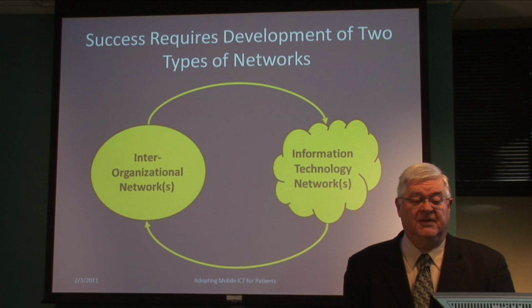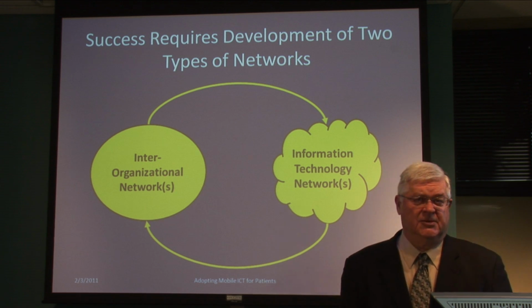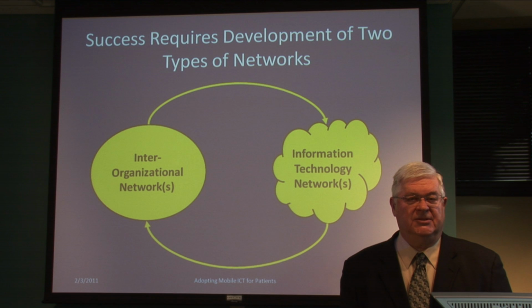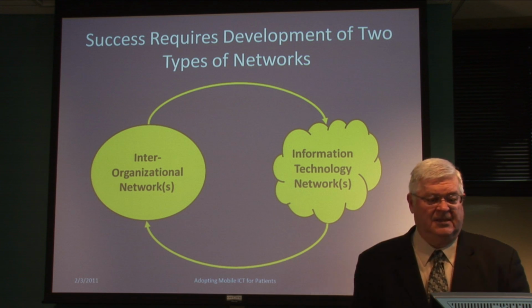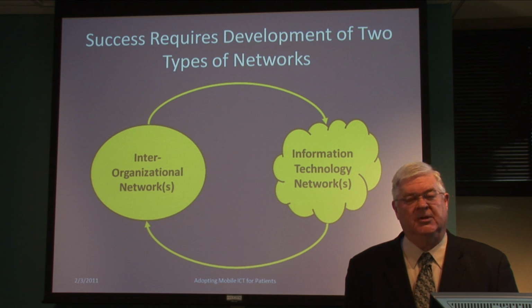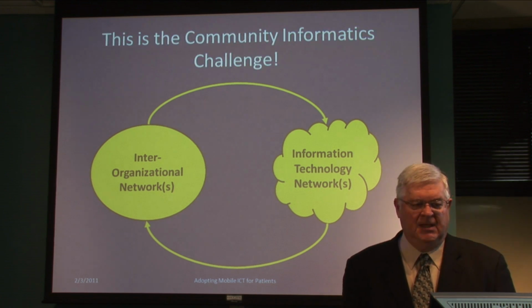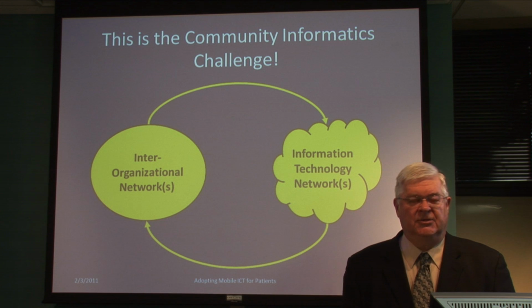The success requires development of two types of networks. Inter-organizational networks, that's the people, organizational, and societal issues that one will be confronted with, and the other is the information technology networks. The major problem, 80 to 90% of the problem, are always people and organizations, and information technology is much less of a problem in trying to do a community-wide project of this nature. So this is the challenge. How do you get these two networks to be able to work together across your network to achieve what you set out to achieve?